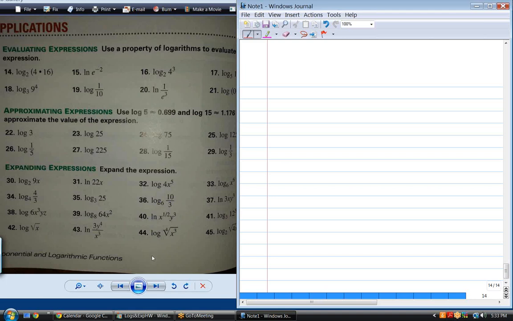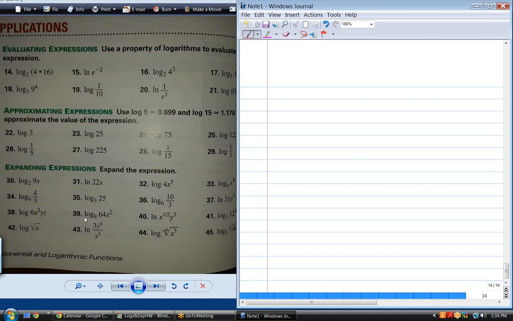Log base 6 of 10 minus log base 6 of 3. Correct. Be careful not to divide it. And 37, can you just barely read? That says natural log of 3 times x times y cubed. Natural log 3 plus natural log x plus 3 natural log y. Good.